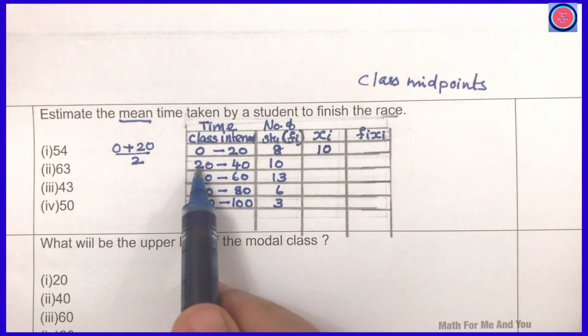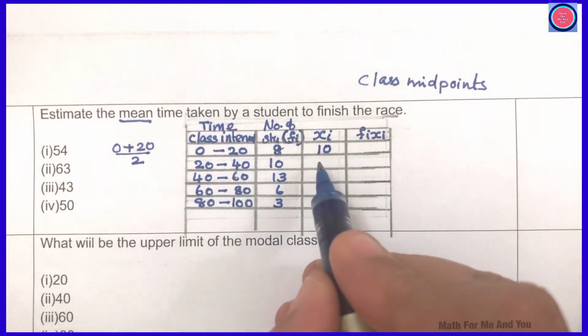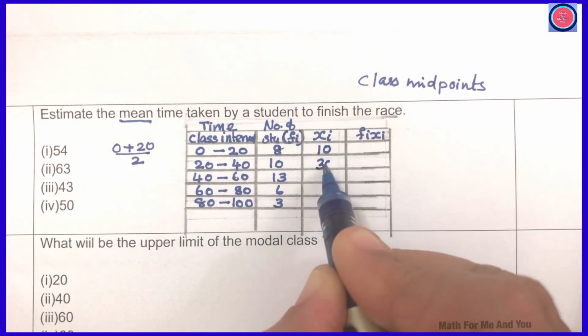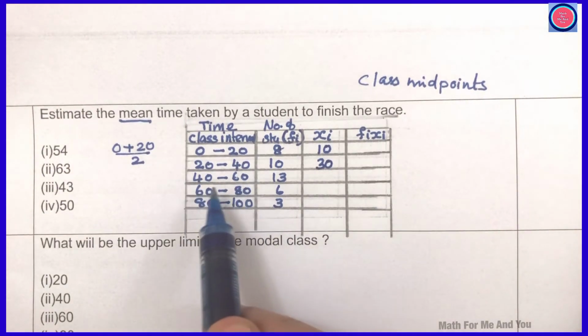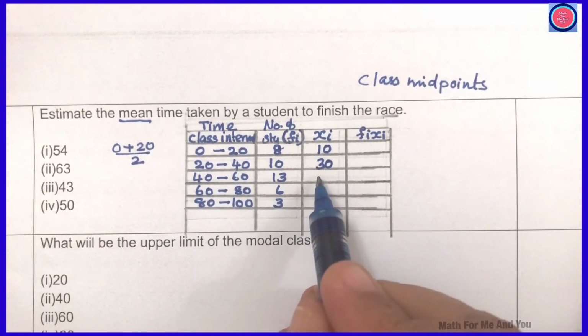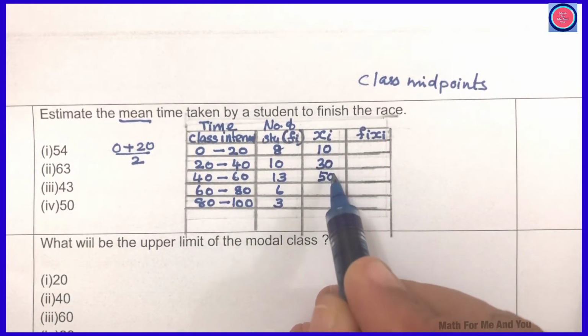Second class, what is the midpoint? 20 plus 40, 60. 60 over 2. How much is it? 30. Next class, 40 and 60. 40 plus 60 is 100. Over 2 is 50. Now look at these numbers: 10, 30, 50.